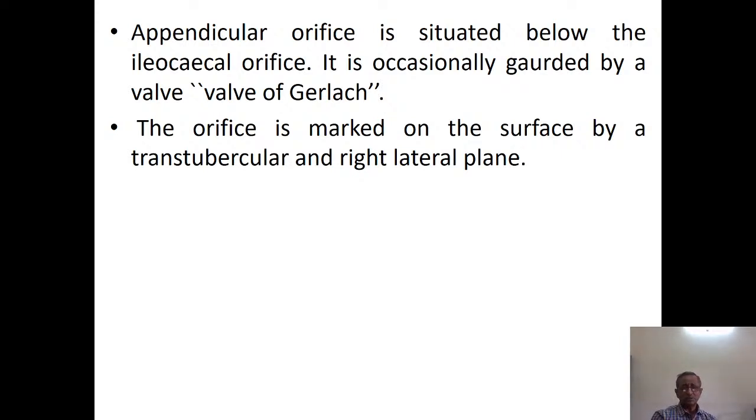I told you the orifice of the ileocecal valve is at the level of the cutting of the transtubercular plane and right lateral plane. Whereas the orifice of the appendix is just 2 centimeters below the ileocecal valve on the right lateral plane.